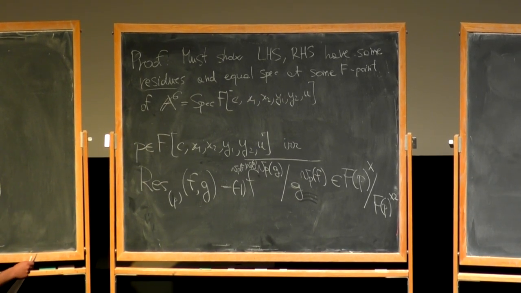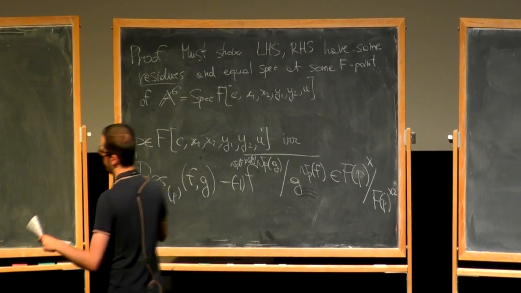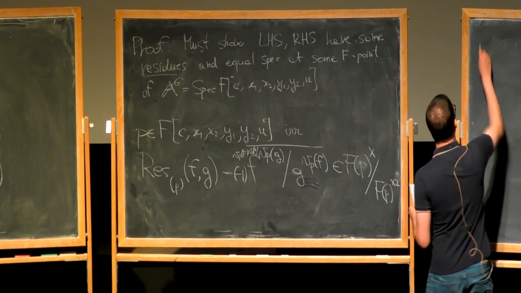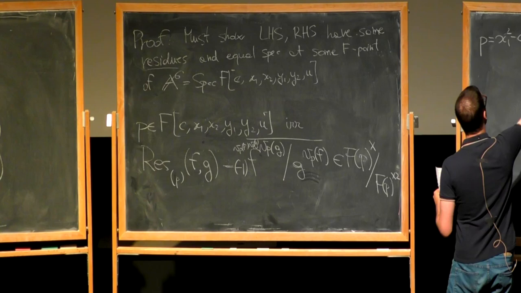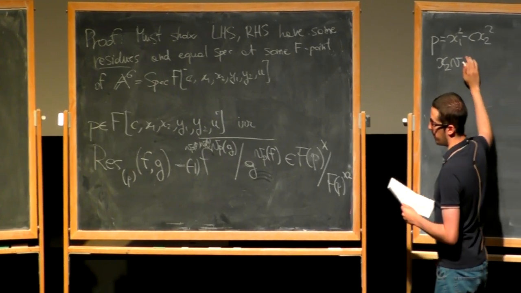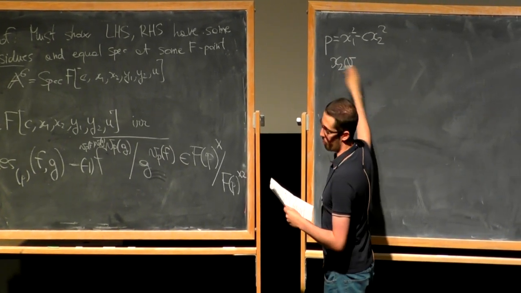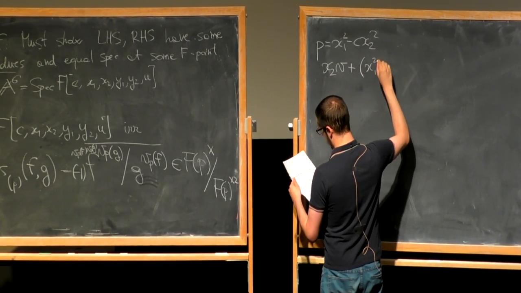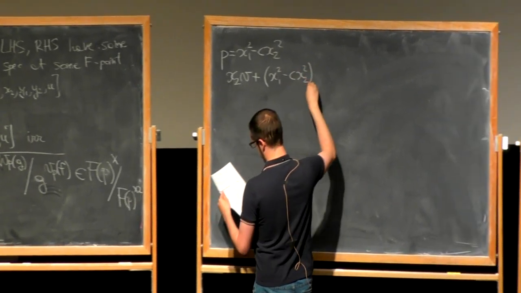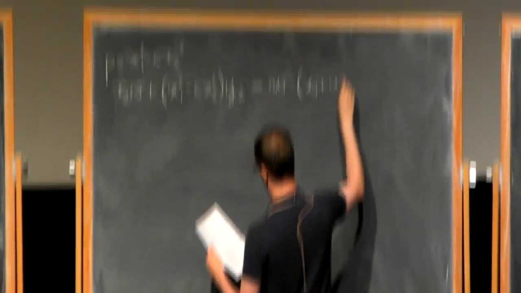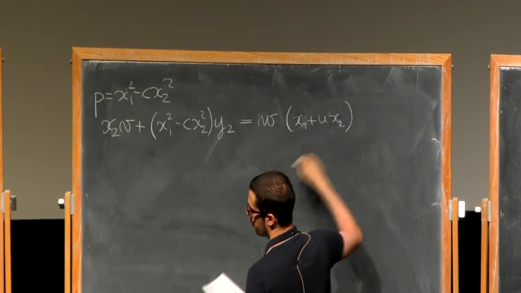Okay, so now let's do one sample computation. I take the first polynomial that appears here, x1 squared minus c, x2 squared. So how to compute the residues there? First let me write down some identity in L, which is immediate to verify, and then we use it to compute the residue. If you take x2 v and you add up x1 squared minus c x2 squared multiplied by y2, then you get w x1 plus u x2 in L.